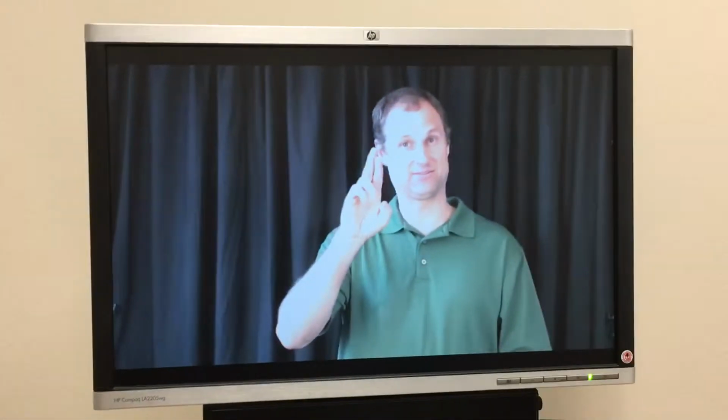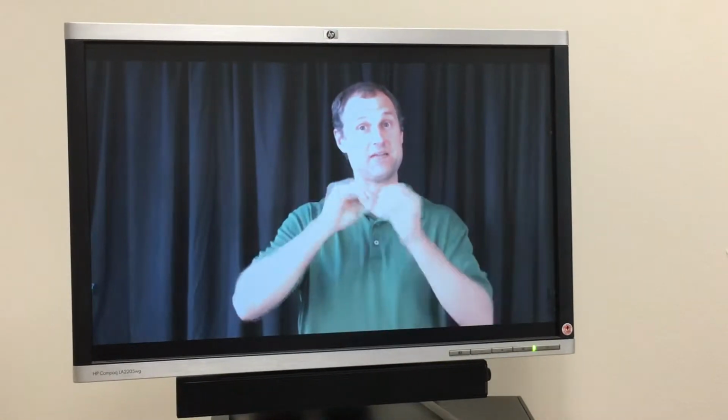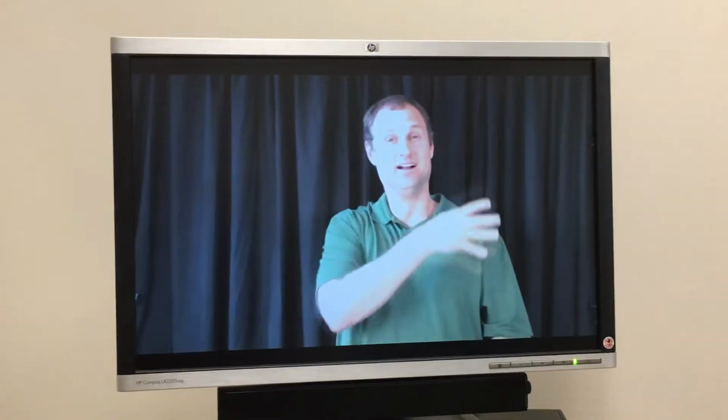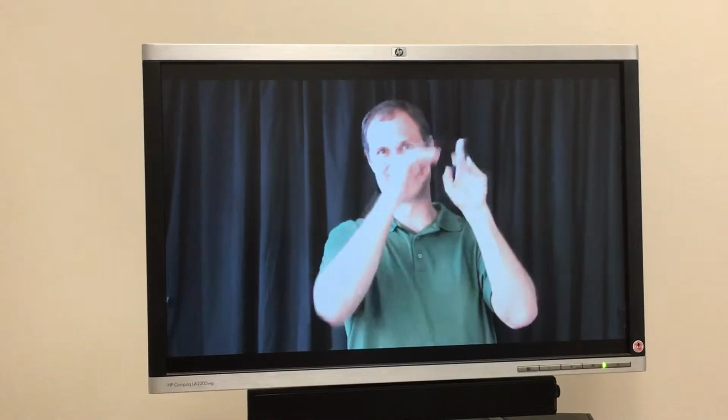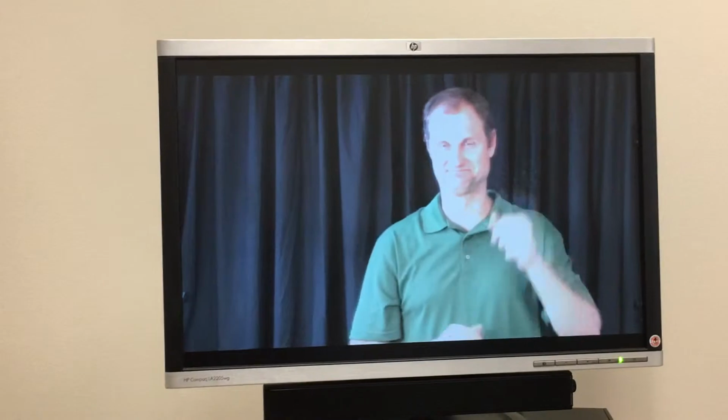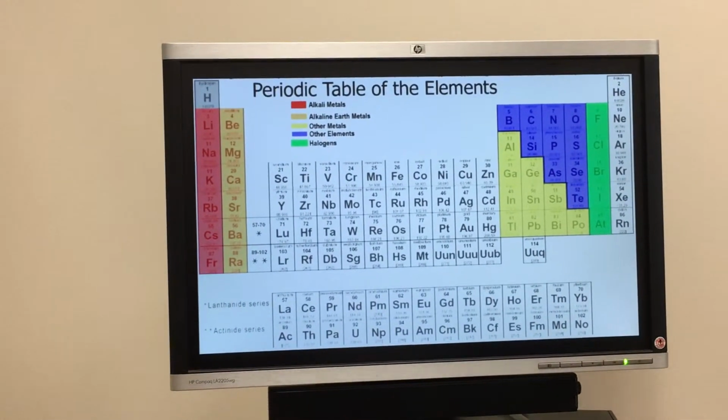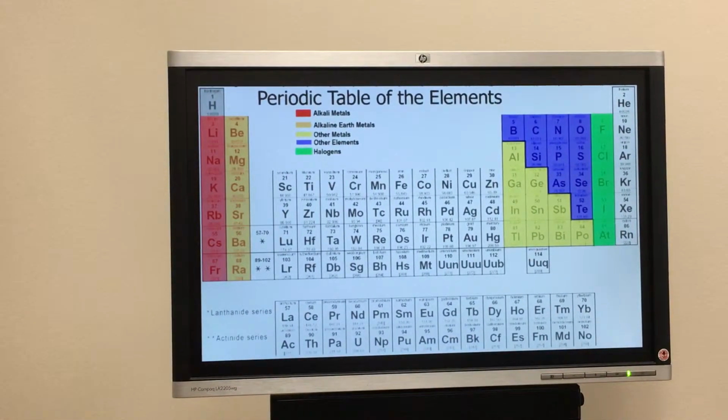Science News and ASL. The topic is hydrogen. Now, hydrogen has an atomic number of 1, and that means on the periodic table of the elements, it is all the way on the top left-hand corner, as you can see in this diagram. Hydrogen, number 1.